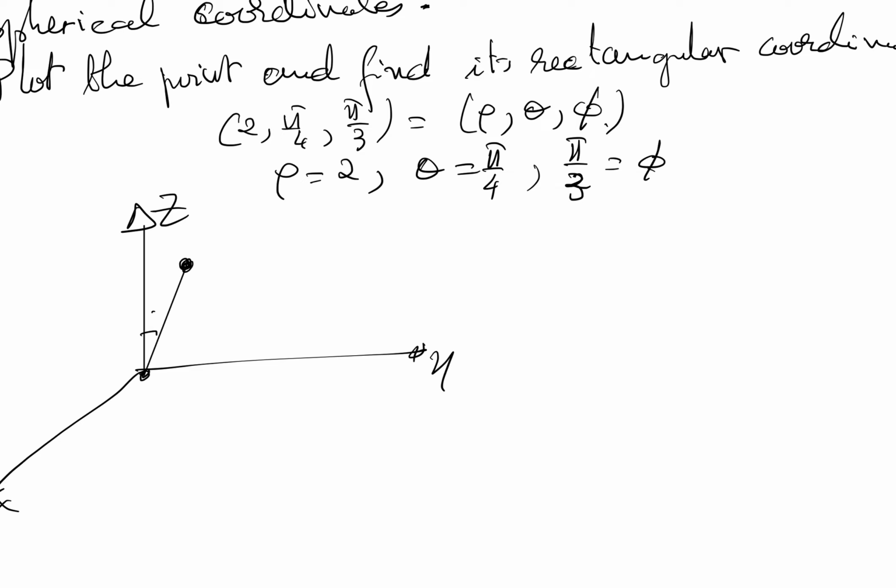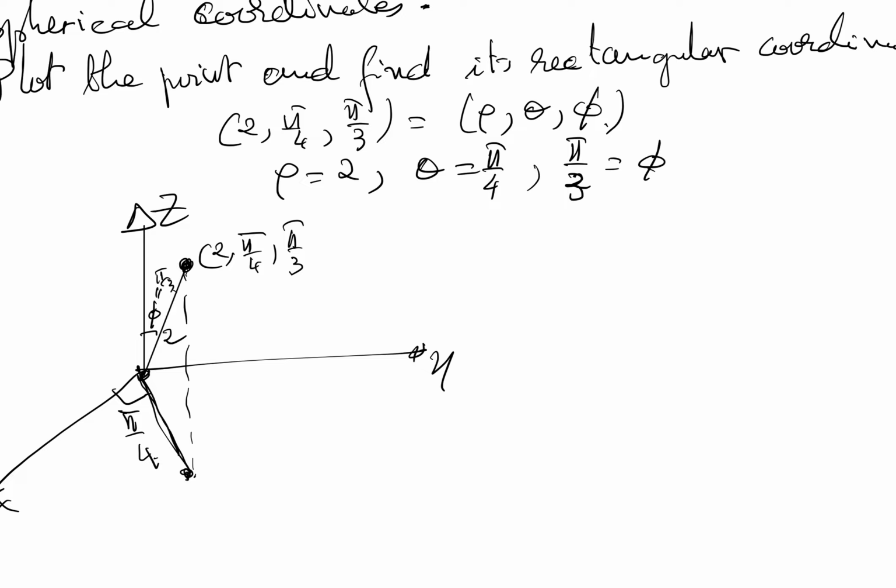That's phi, which is just pi over 3. That's the point, by the way: 2, pi over 4, and pi over 3. Just make sure that if you project onto the xy plane, the angle from the x-axis is pi over 4. That's the projection. And make sure the distance from the origin to P is just 2. That's how you can plot it.